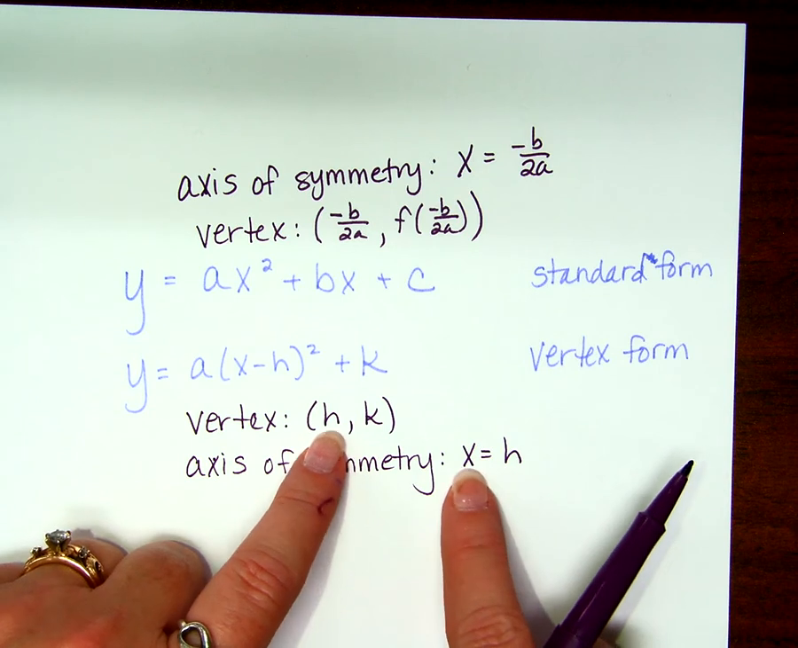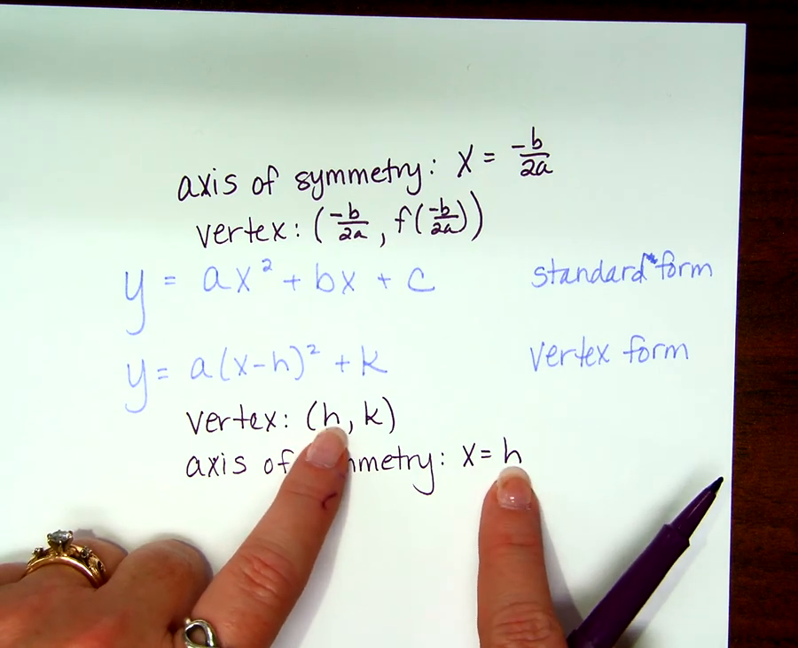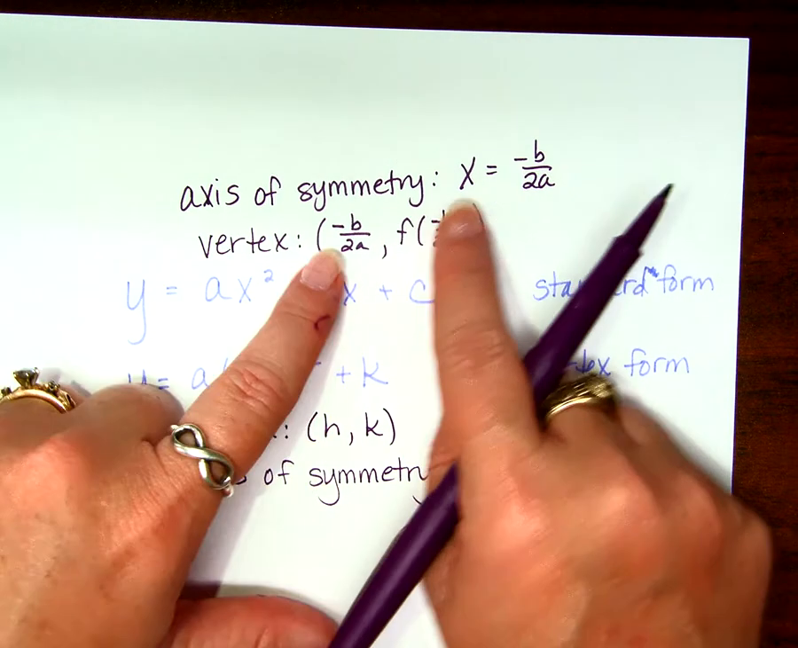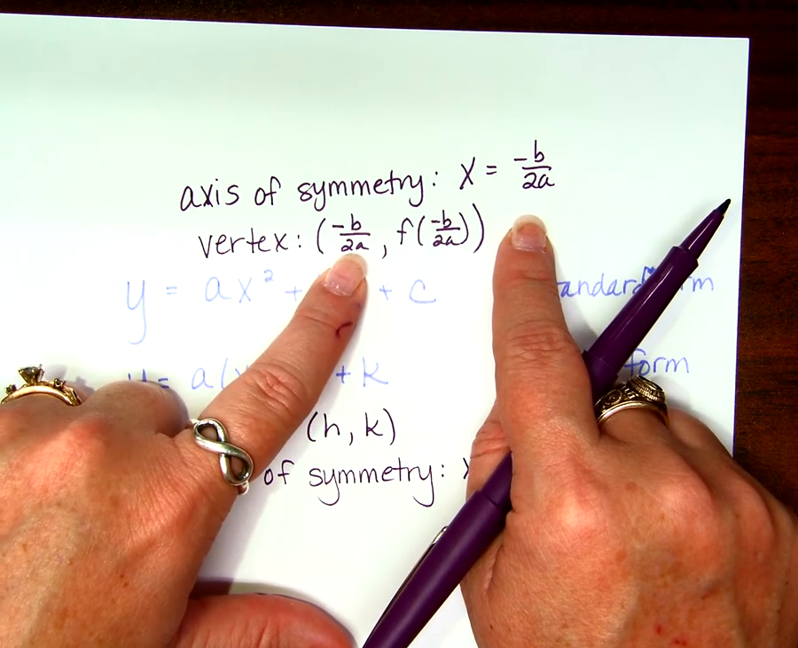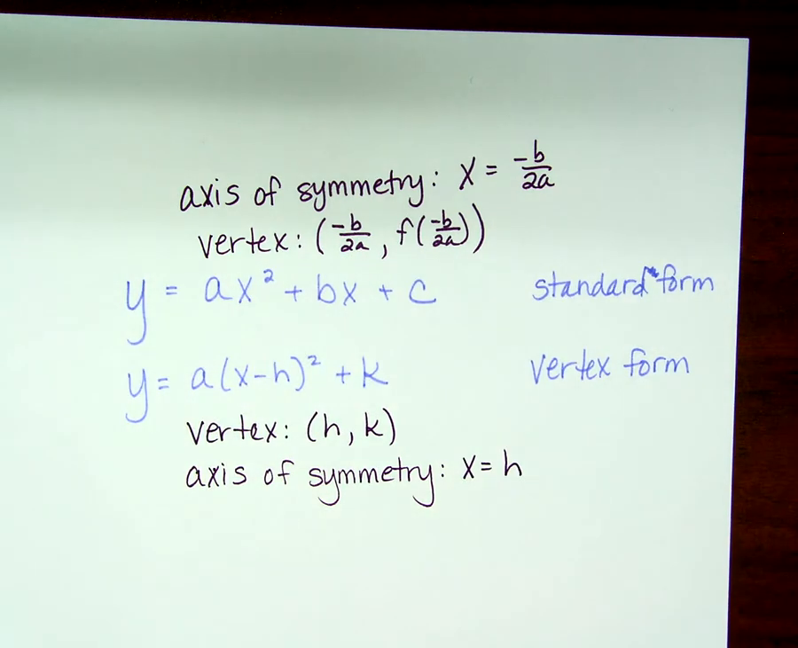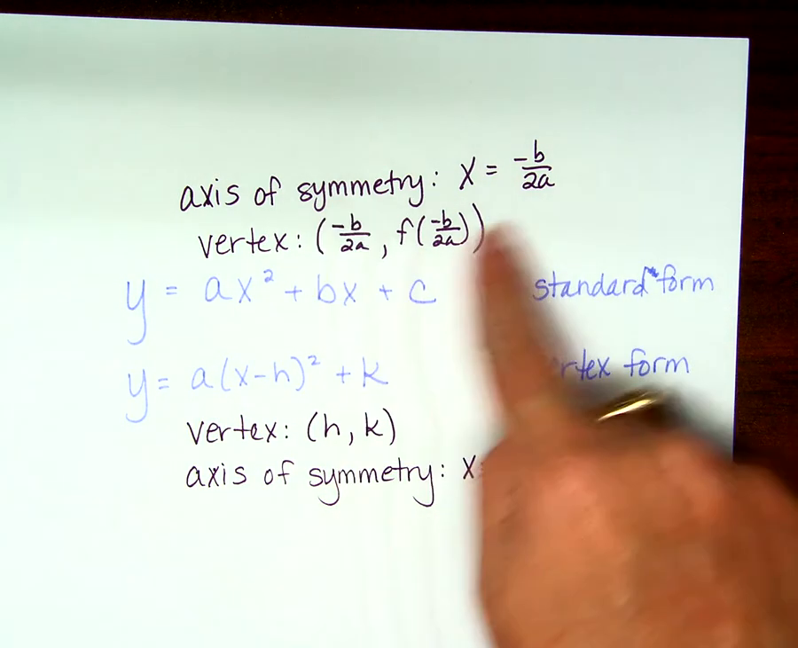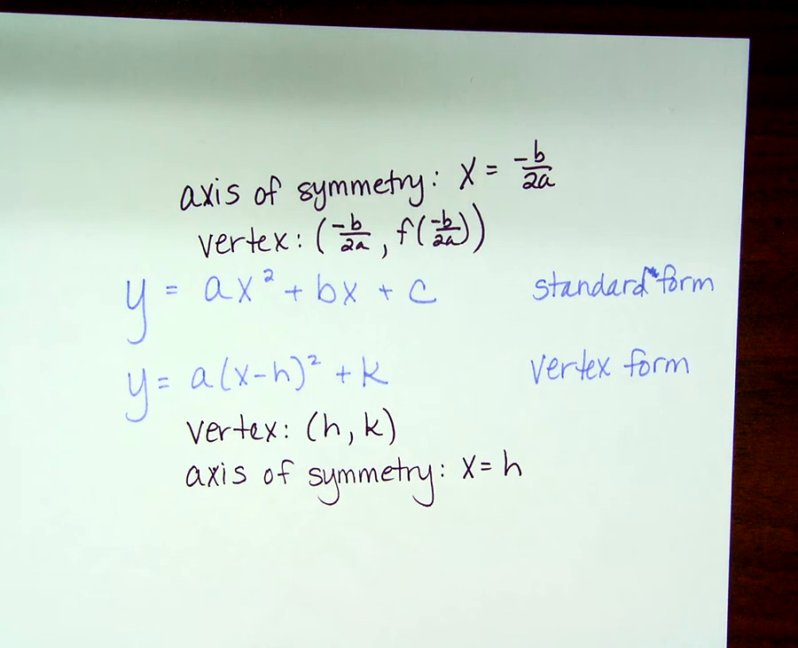We're even saying x equals h. Doesn't x equal h right here? We're saying x equals negative b over 2a. Doesn't x equal negative b over 2a in the vertex? Yeah. Now, this looks way messier than this. It's really not. Can I show you some examples of what I mean?